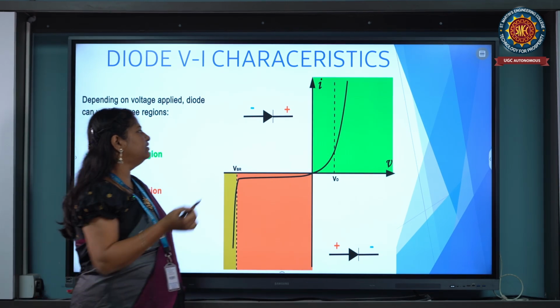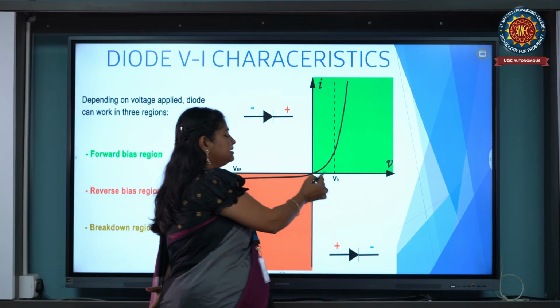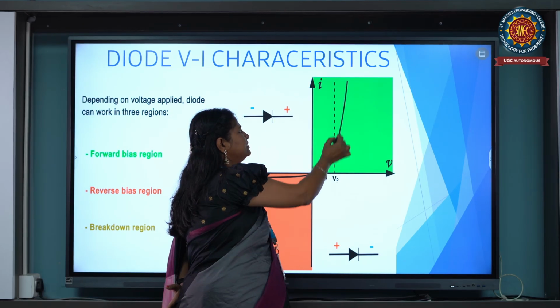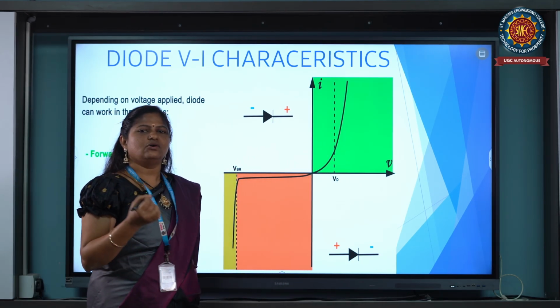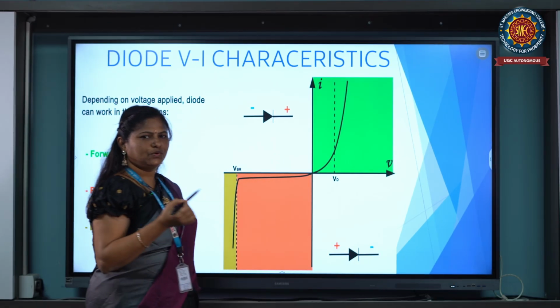What is meant by forward region? Forward region is nothing but, as the voltage increases, whenever it reaches the cut-in voltage of the diode, then the diode starts conducting, it acts like an on switch, and the current will increase exponentially.